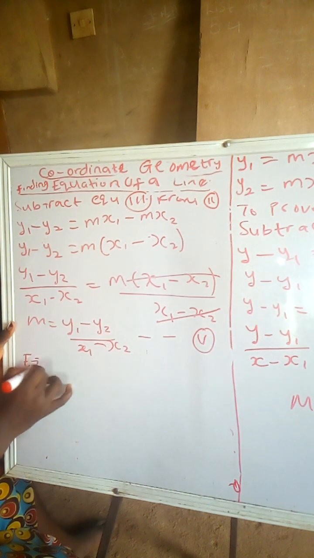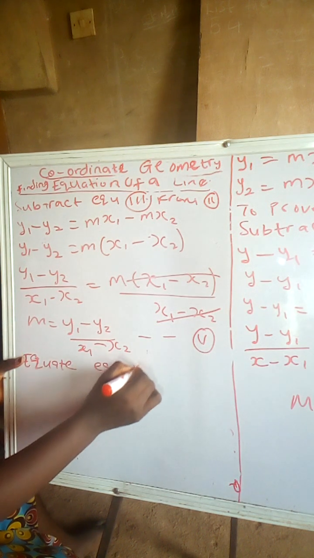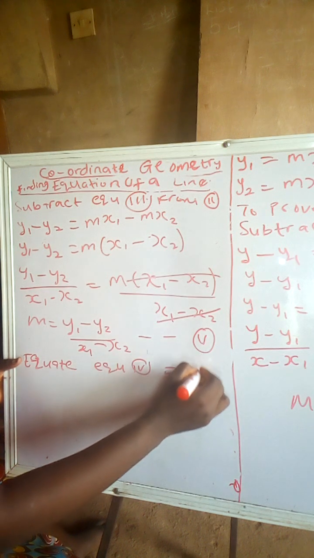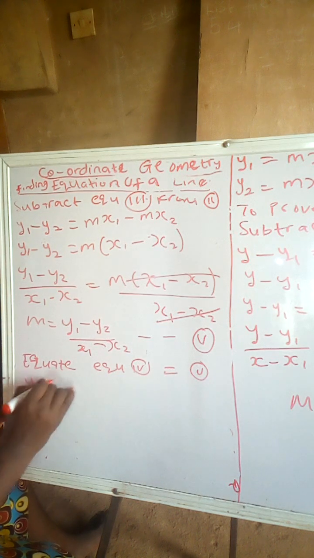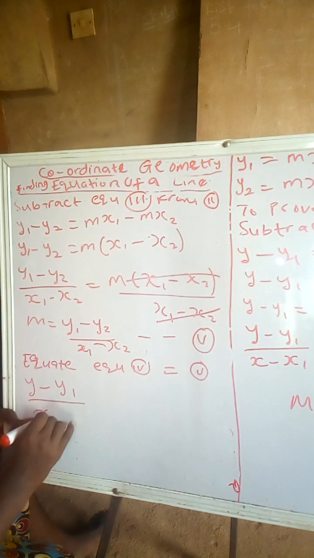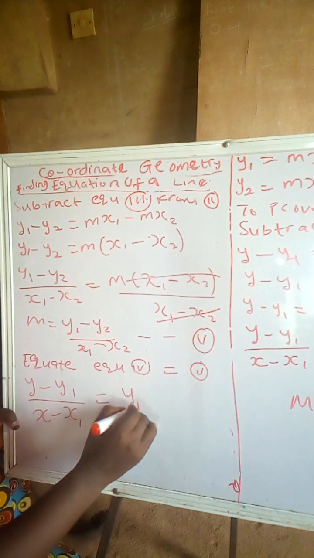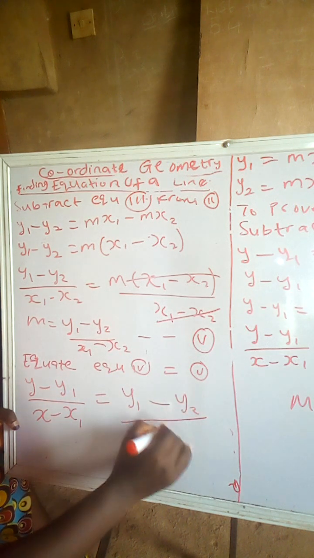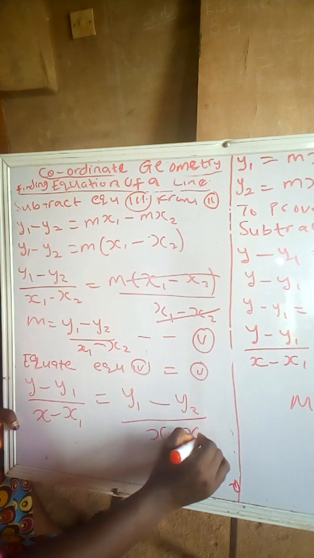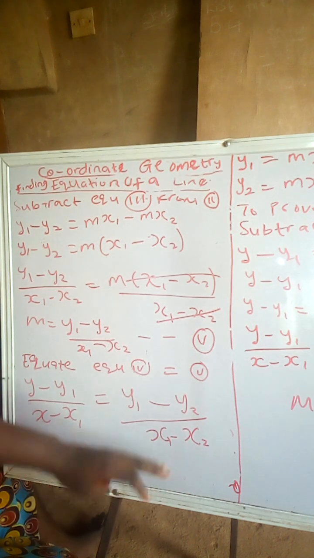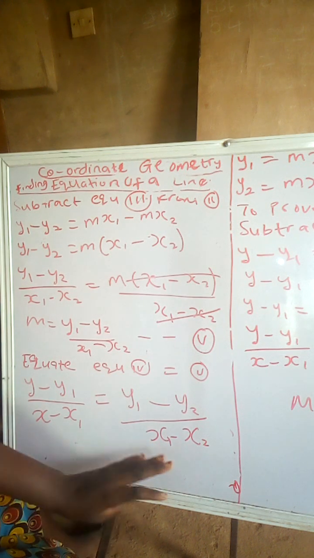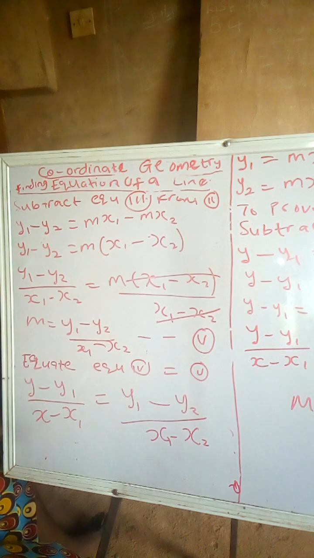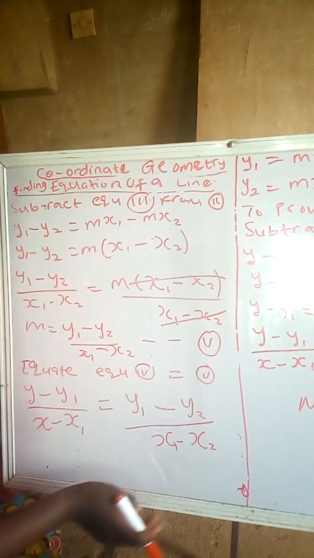Now, equate equation 4 and 5. So we have equation 4, y minus y1 over x minus x1, equals y1 minus y2 over x1 minus x2. So this is our formula for finding the equation of a line. This is the formula we are going to use to find the equation of a line. That is how you are going to prove the formula. If you are asked to prove the formula, this is how you are going to prove it.